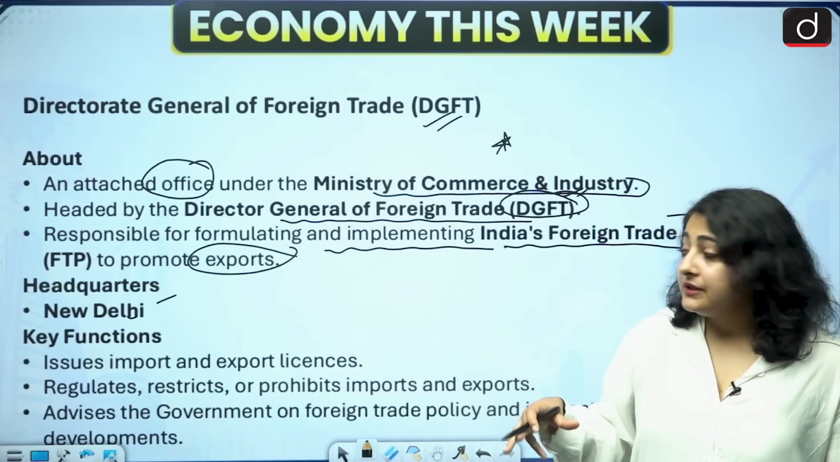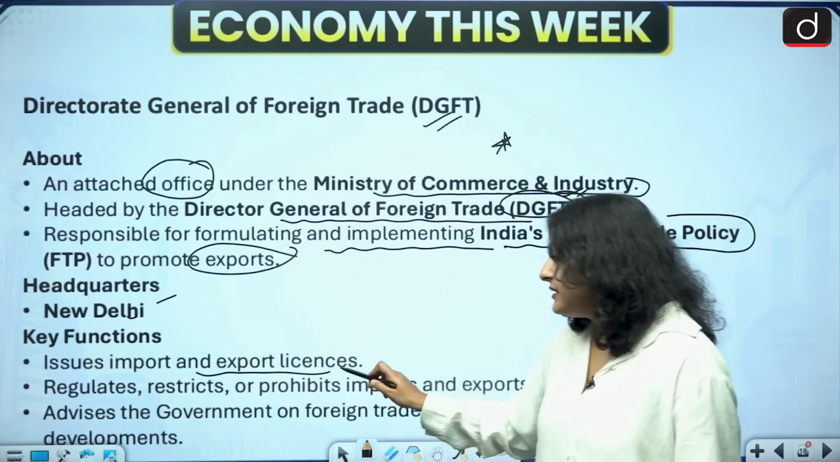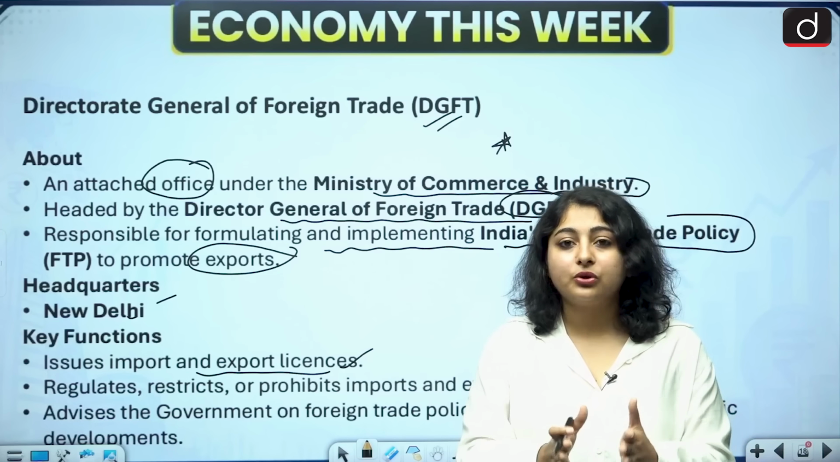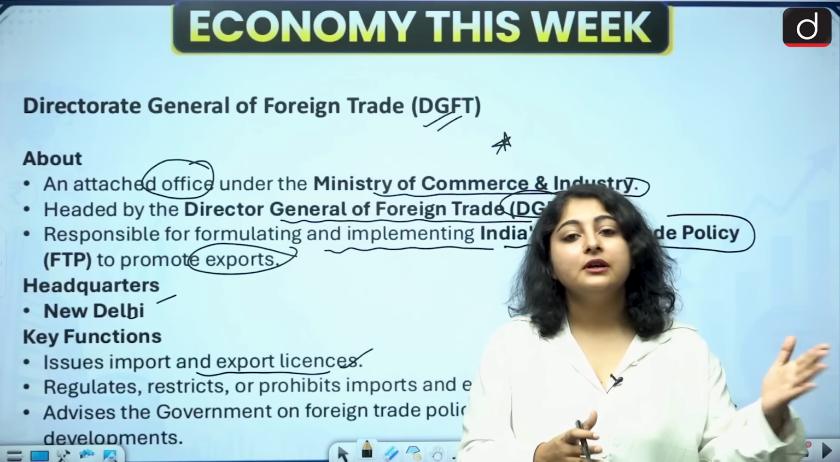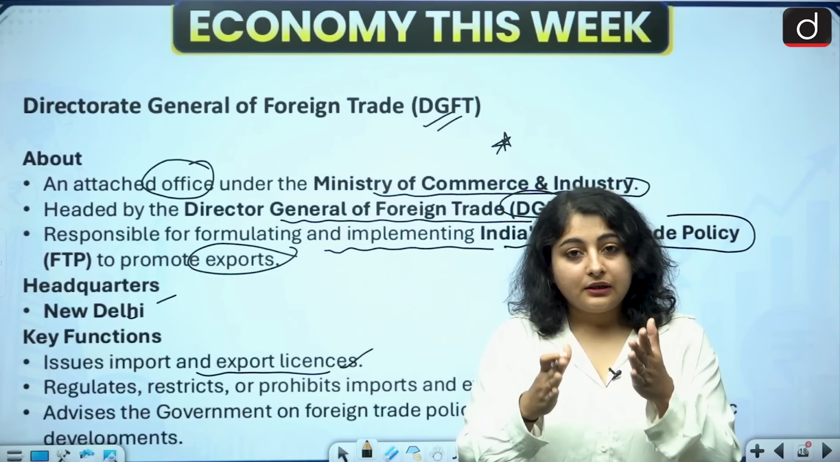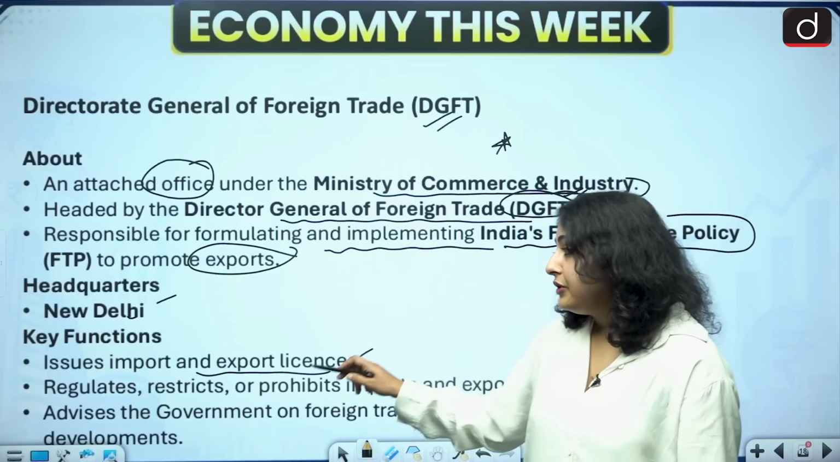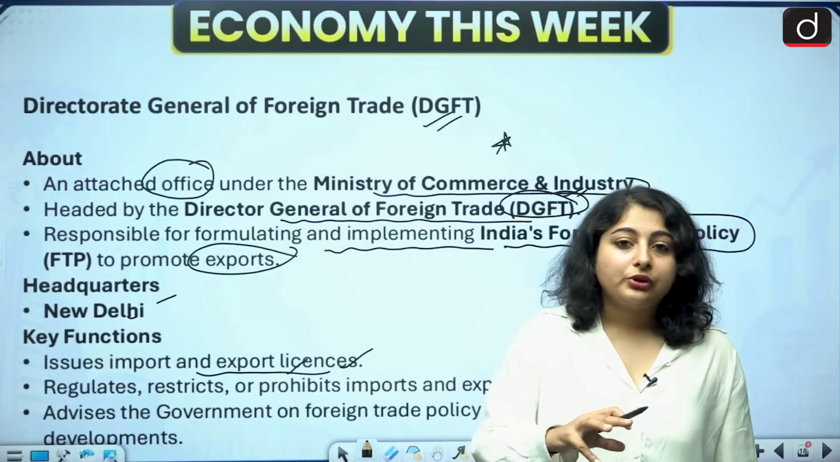What are its key functions? It issues import and export licenses. You need a license to export anything. If you want to sell your products to other nations, you need an export license. And in the other case, if you have to import something, for that also you need a license. So it is the main function of DGFT to issue import and export licenses.